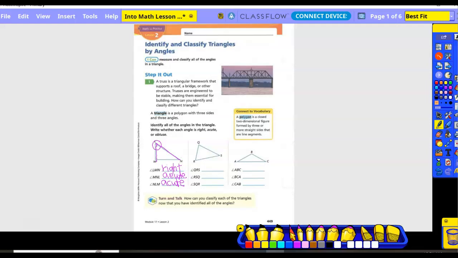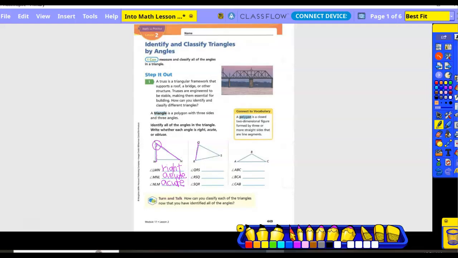Now, what did you also notice? When I drew that out, which letter or angle was always the one I was looking at? The one in the middle, right? Okay, the point in the middle was what I was always looking at. Is that correct?